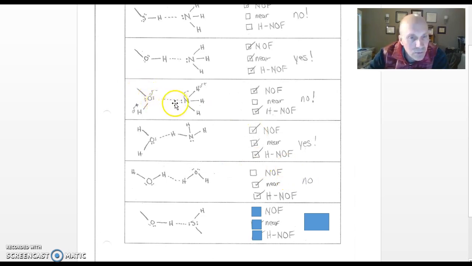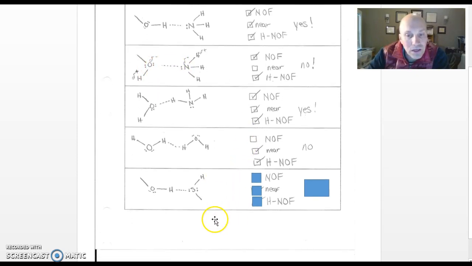Let me go back to this example right here. We said that this is not a hydrogen bond. And again, not only is this not attractive, it's actually a repulsive interaction in the way that it's drawn. That's because this would be a delta negative because of this bond, and this would be delta negative because of this bond. If you get two delta negatives together, they want to push apart.